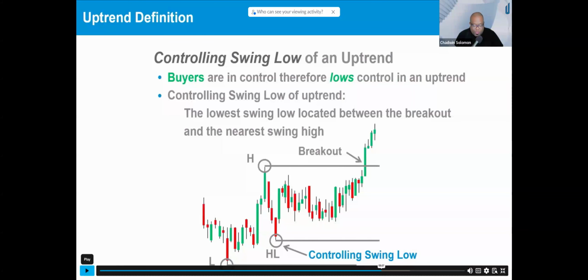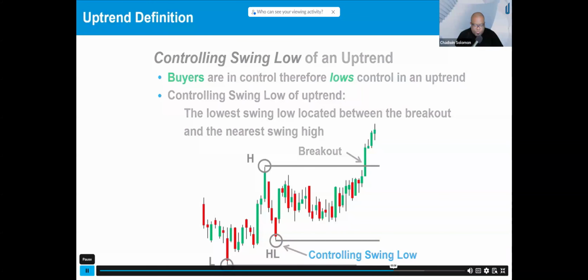Now listen carefully, everyone, to what Kayla says over here. Swing low that's located between the nearest high and the breakout of that high. I think the volume might not be great there. Let's see. That's located between the nearest high and the breakout of that high.